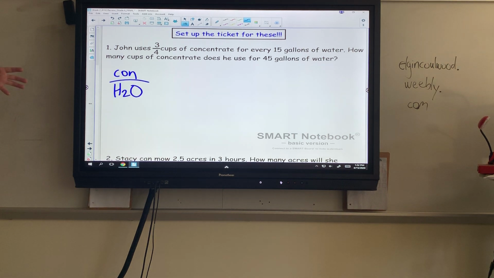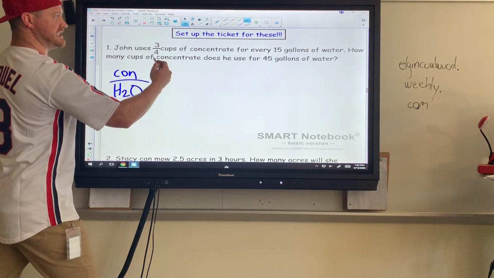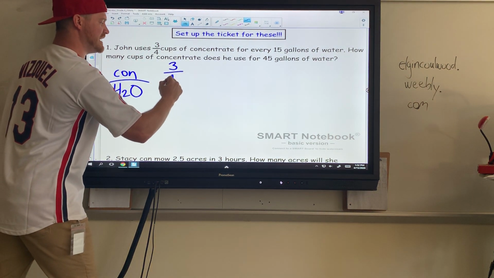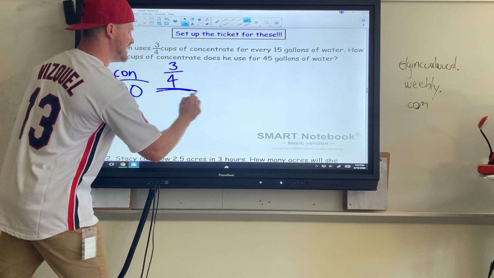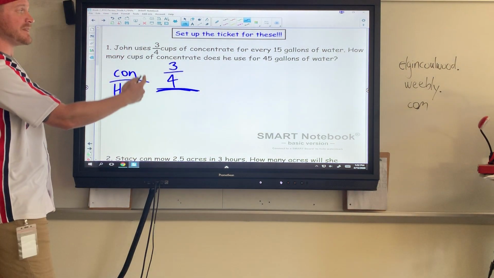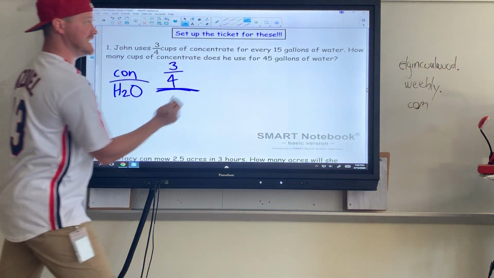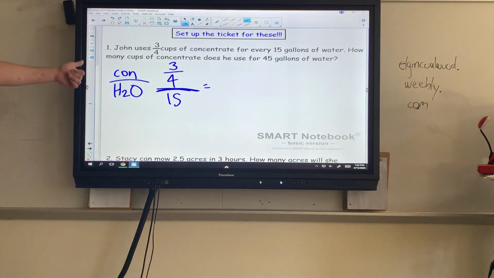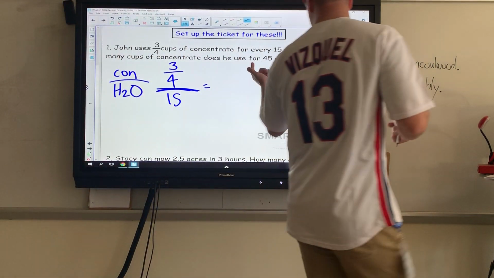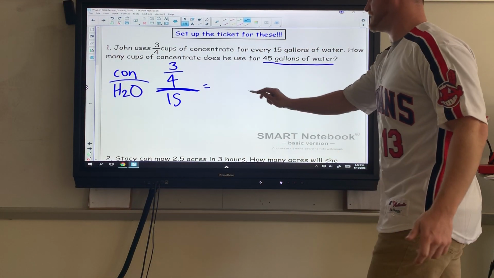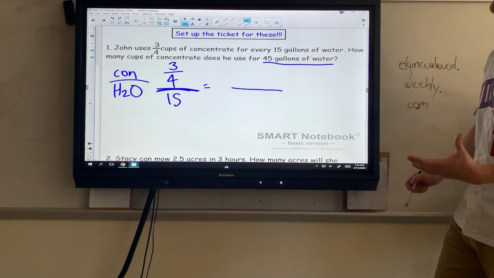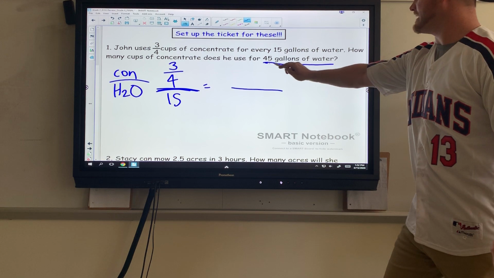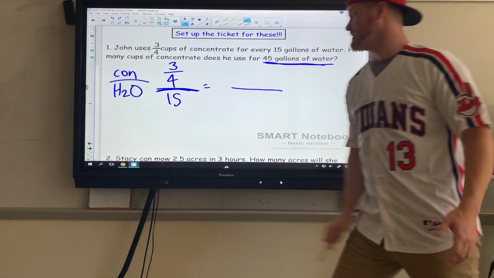So plug in our values here. How much concentrate was given to us in the original problem? 3/4. So 3/4 is going to be the numerator. We've got a big fraction bar, so it's 3/4 over, well, 3/4 for every 15 gallons of water, so 15 goes on bottom. Last but not least, it says how many cups of concentrate would be used if 45 gallons of water was used. Well, since 45 is the number given to us, we've got to figure out, is 45 going on top or bottom of the fraction? We know it's going to be the denominator because water is the denominator, it's got to stay there.